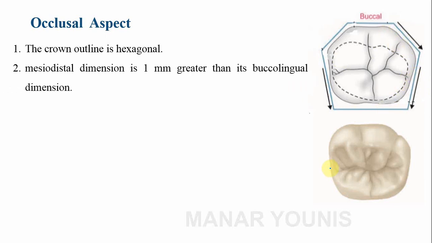The mesiodistal diameter or dimension of this tooth is 1 millimeter greater than its buccolingual dimension. The opposite arrangement is true for the maxillary molars.